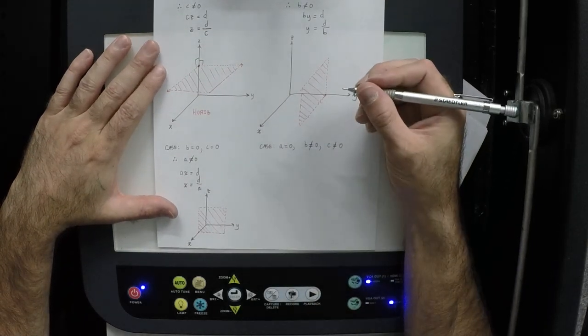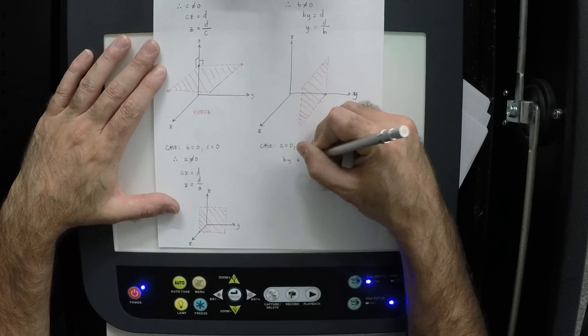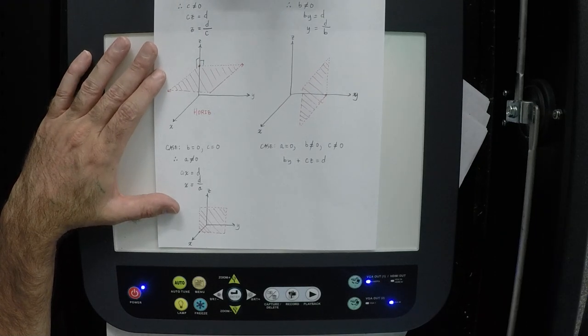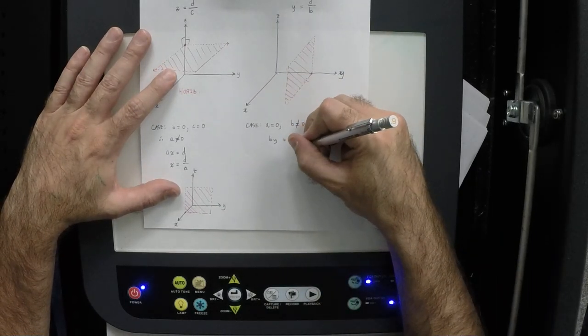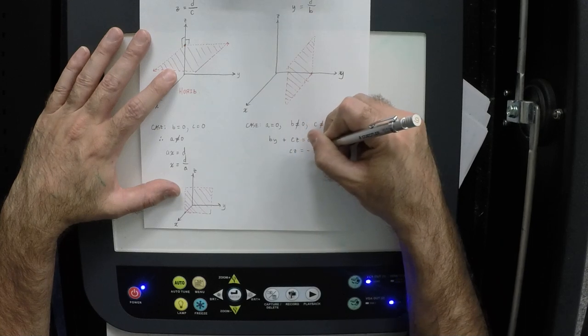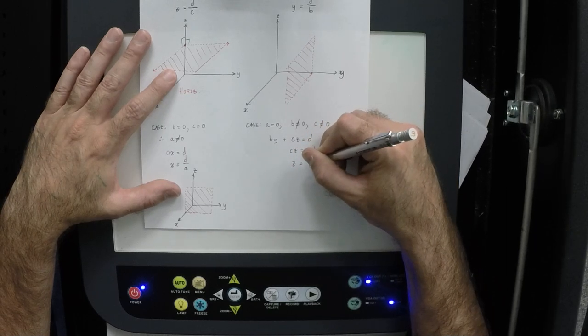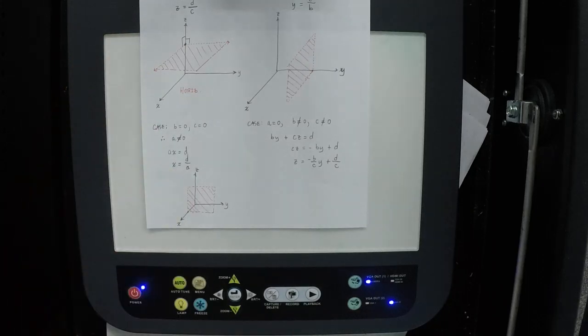Well, that means that the equation looks like BY plus CZ is D. And we could solve for Z. So let's solve for Z. Doing that, CZ is negative BY plus D. So Z is negative B over C Y plus D over C. And the question is what would this look like if we were to draw it?